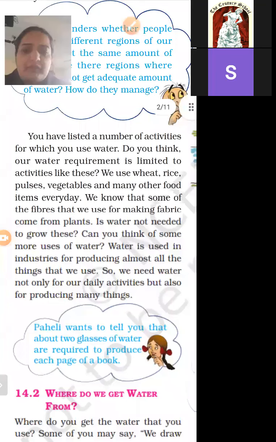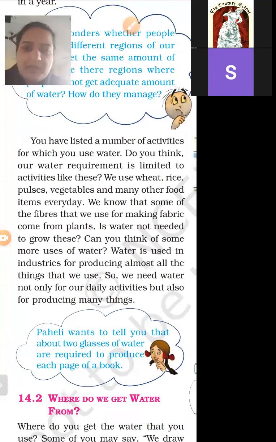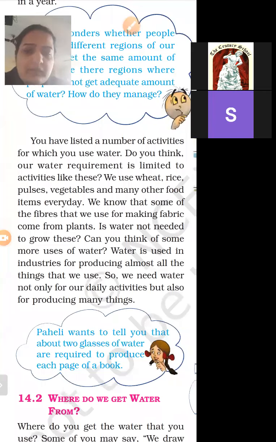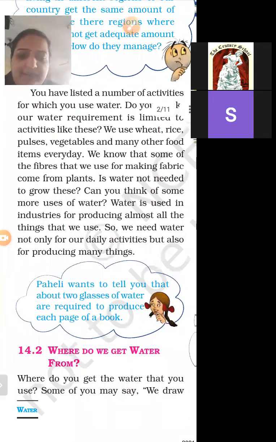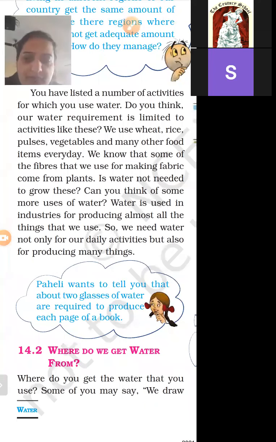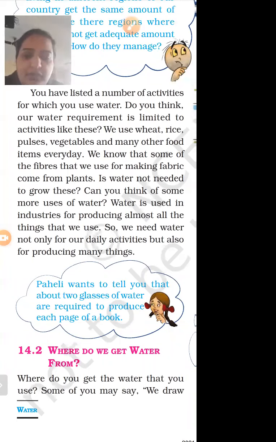What have we studied? What do you mean by water, and where do we use water? And what is the use of water in daily activities? So today's topic is, where do we get water from? हमें पानी कहाँ कहाँ से मिलता है? Where do you get the water that you use?